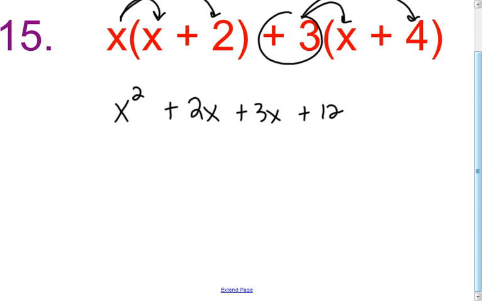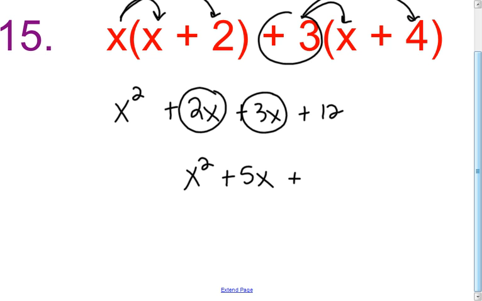Okay, combine your like terms. You can't combine your x squared with anything. That has to stay by itself. But I can combine the 2x and the 3x since they have the same letter with the same exponent and make that be 5x. And then I have this 12 at the end that I have not touched. So here we go.